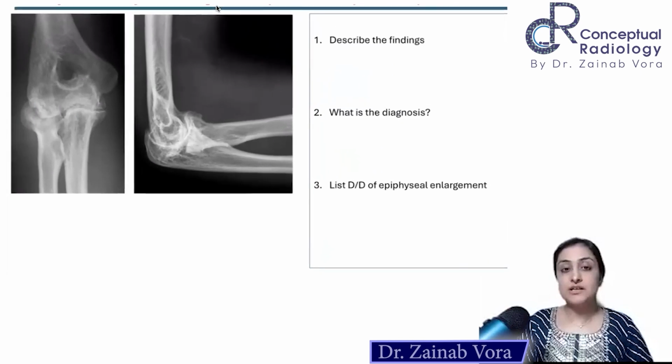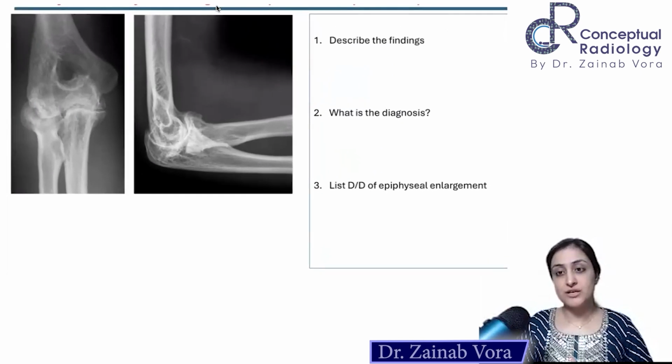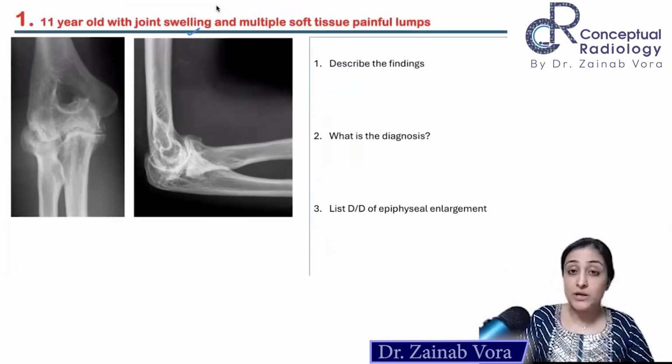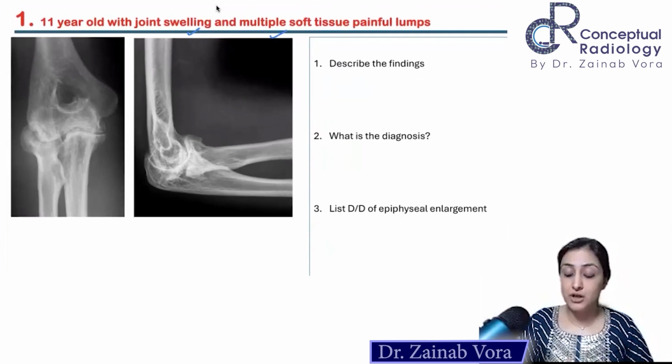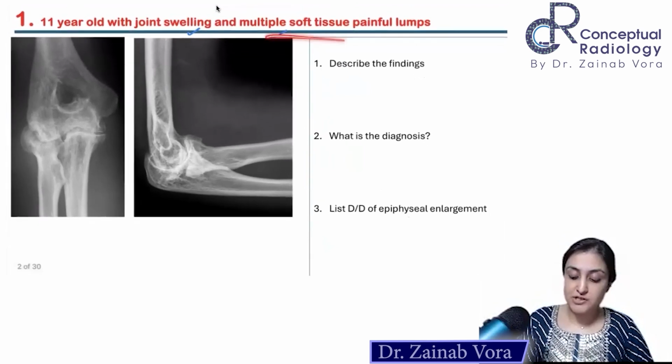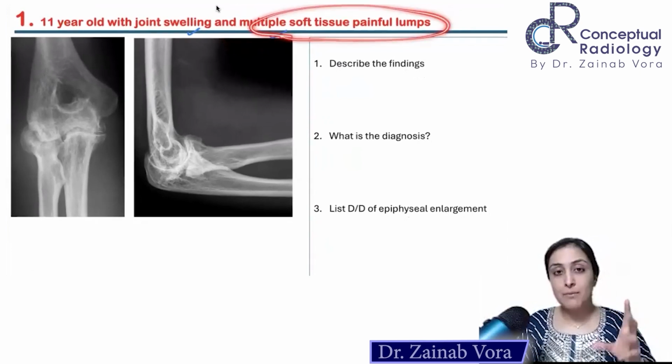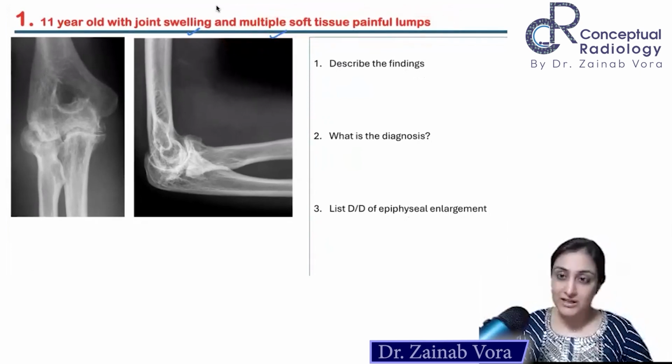Finally, this indeed is hemophilia, one of the most important associations of epiphyseal enlargement, with a young boy, joint swelling, and multiple soft tissue painful lumps. What you want to remember here is this is all linked with hemophilia, right? So there can be multiple such ecchymotic swellings which are there, okay?